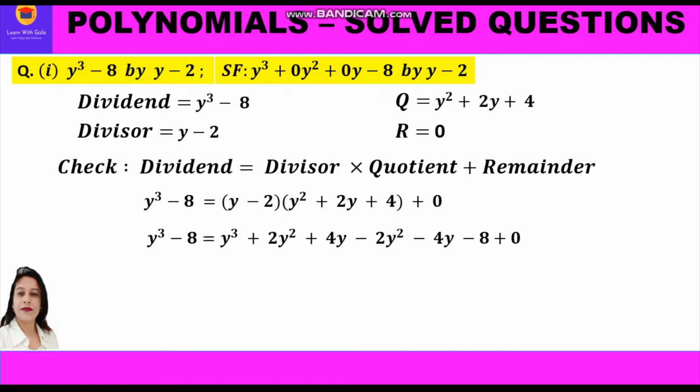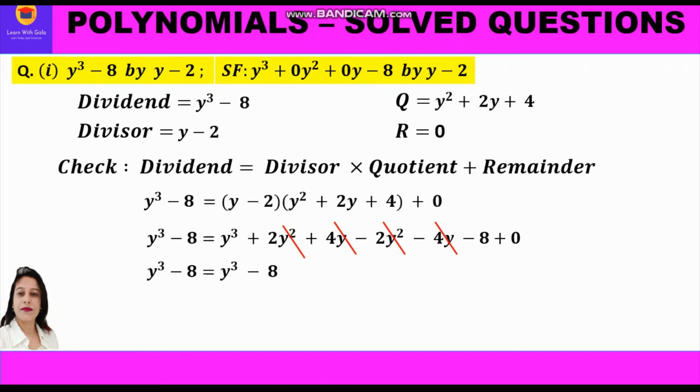Minus 2 into y square is minus 2y square. Minus 2 into 2y is minus 4y. Minus 2 into 4 is minus 8, and plus 0 as it is. Now further we will observe that plus 2y square and minus 2y square will cancel. 4y and minus 4y will also cancel. And we are left with y cube minus 8.